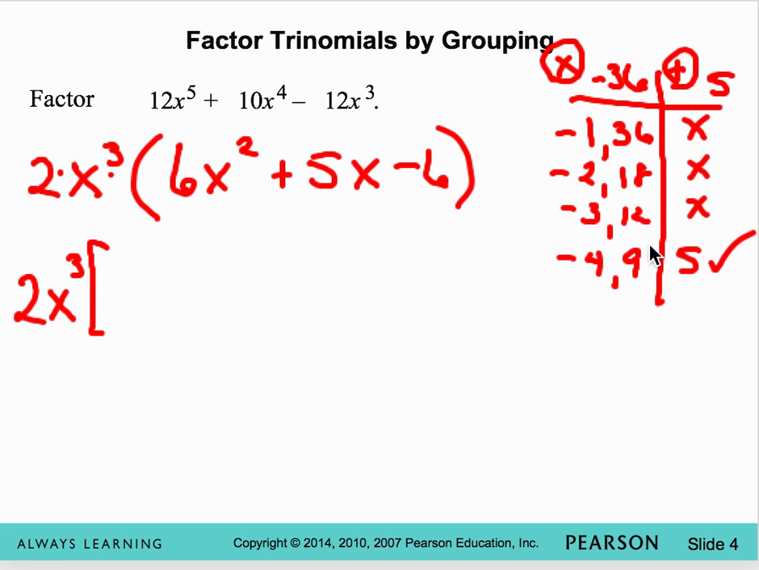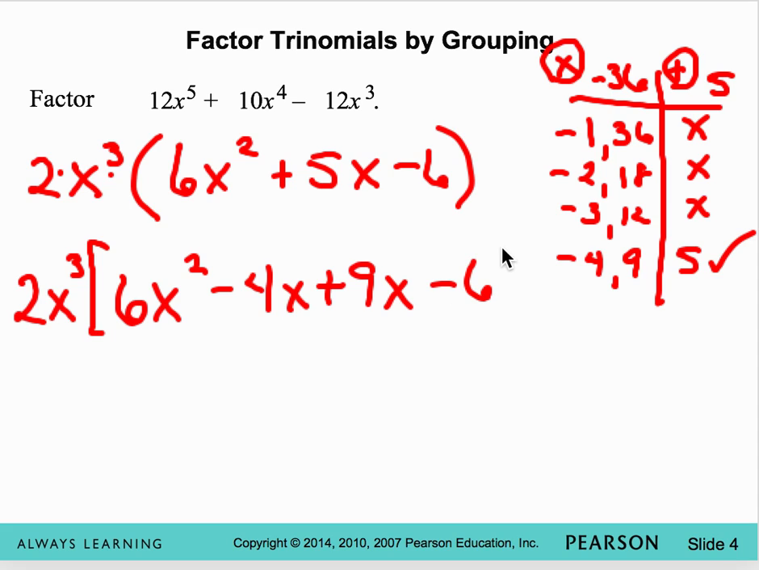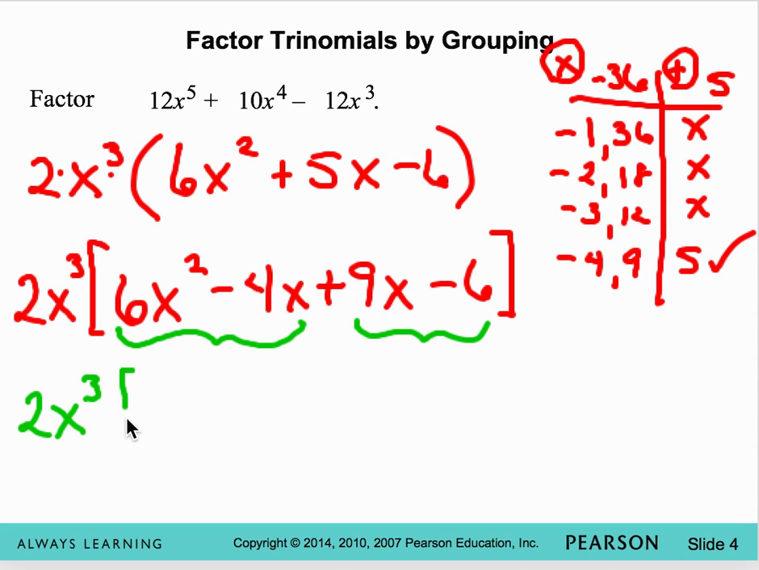Okay, now I'm just going to rewrite the problem and change 5x to minus 4x plus 9x. Right? So I still have 6x squared minus 4x plus 9x minus 6. And now I'm going to factor by grouping. Right, I'm going to group these 2 and these 2. So don't forget your 2x cubed. You've already found some factors. Now I can take out a 2x from those first 2 terms. And it's going to leave 3x minus 2.